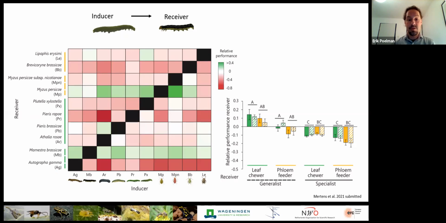If you then focus on the x-axis, you would see that the focus from the receiver herbivore, the second herbivore that's feeding on the plant, the colors start to become more similar. So we see that the second herbivore was a better predictor of how well it would perform than the inducer that was on the plant.